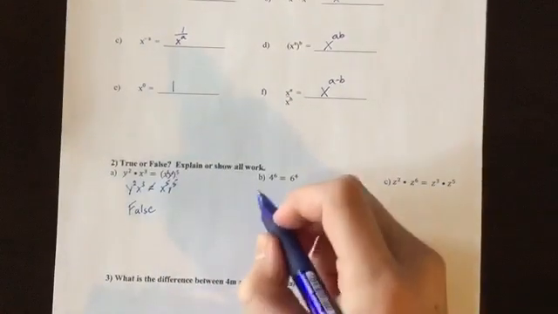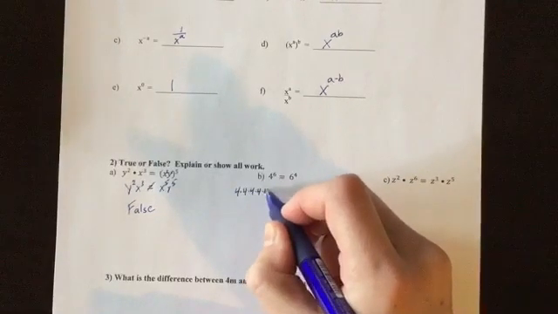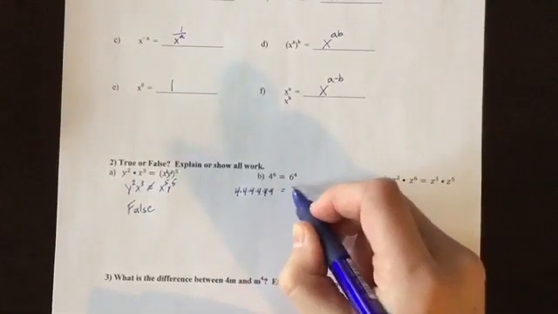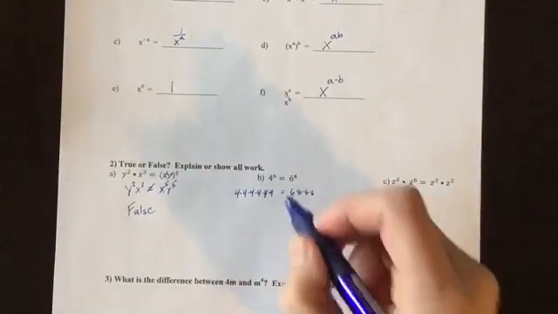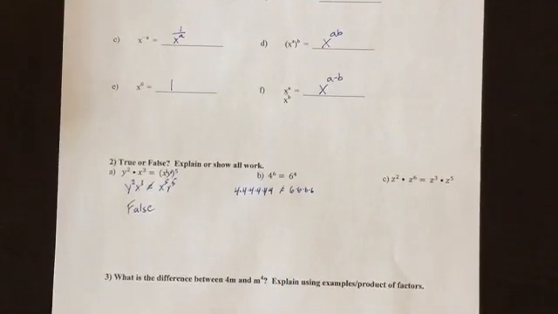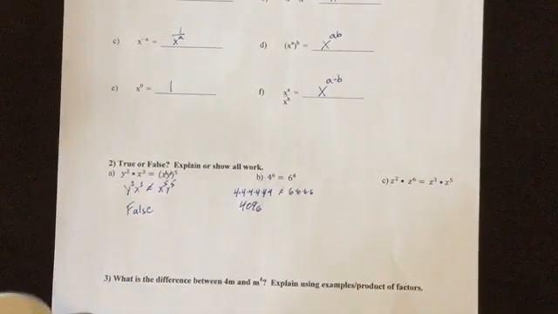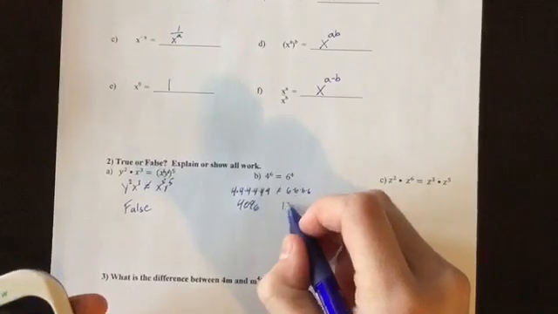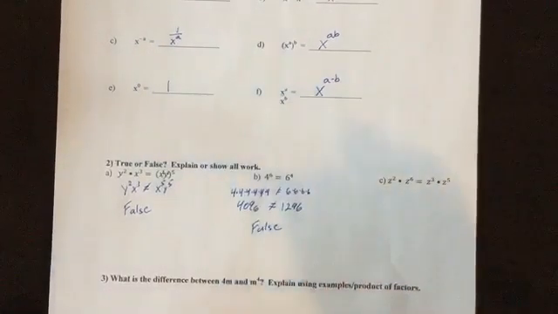4 to the 6th equals 6 to the 4th. Well, 4 to the 6th is 4 times 4 times 4 times 4 times 4 times 4, and 6 to the 4th is 6 times 6 times 6 times 6. Those are definitely not equal. If we really want to prove it, we can grab your calculator and say that 4 to the 6th is 4,096, and 6 to the 4th is 1,296. So those are not equal. So again, we say false.